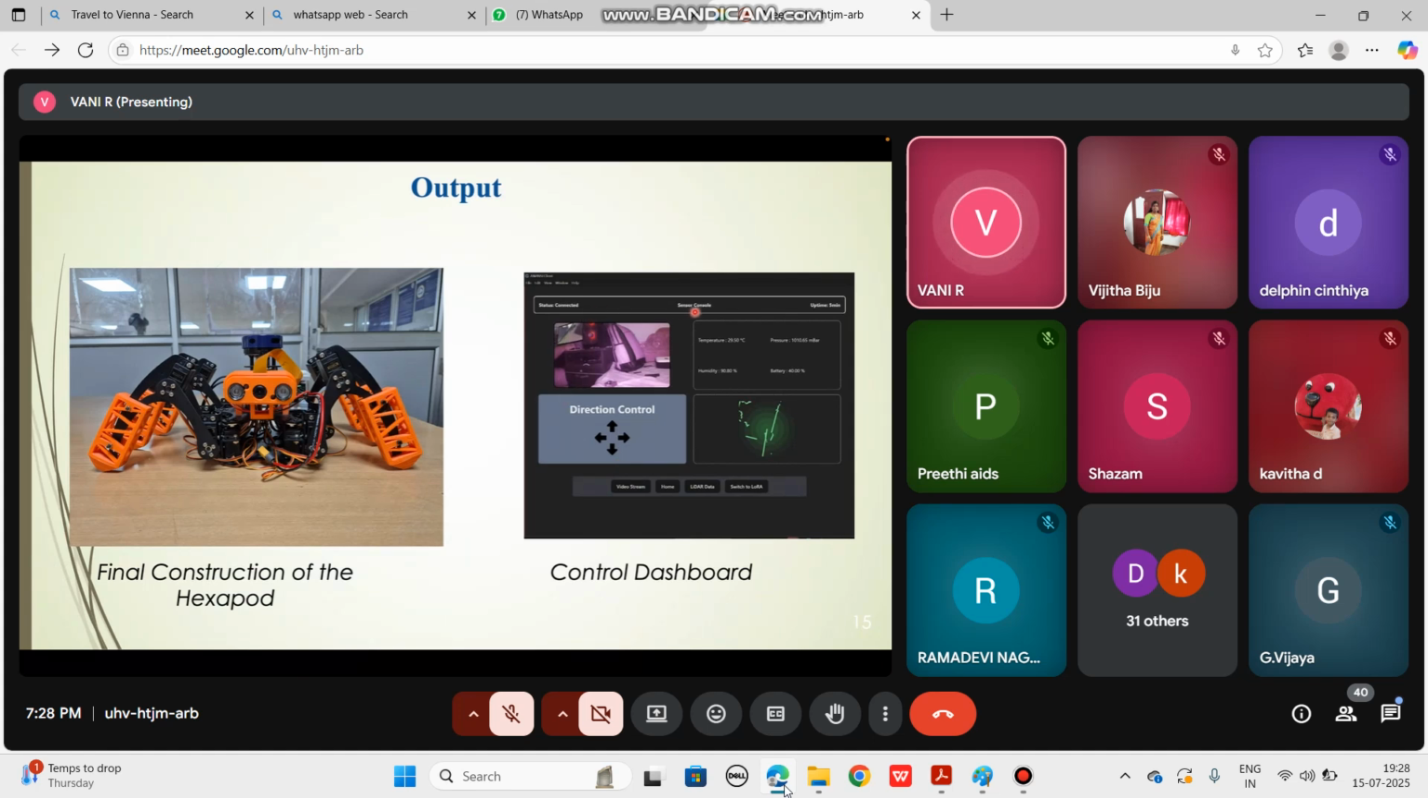So this bot movement will be monitored exactly on the screens, and the temperature and all these measured values will be useful for analysis purposes as well as for rescue operations. So this control dashboard will provide the exact database of the environment where the bot has been moving, and this data can be stored and used for future environmental analysis also.